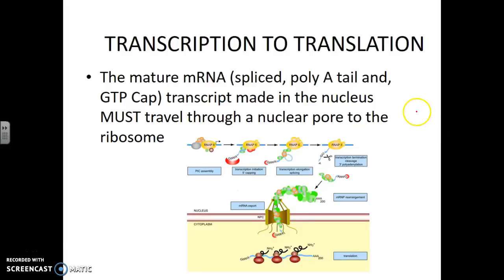So essentially this is what we just said. The mature mRNA, which has been spliced, has a poly-A tail and a GTP cap, is made in the nucleus, and then it travels through the nuclear pore, which is right here, and to ribosomes to begin the process of translation.